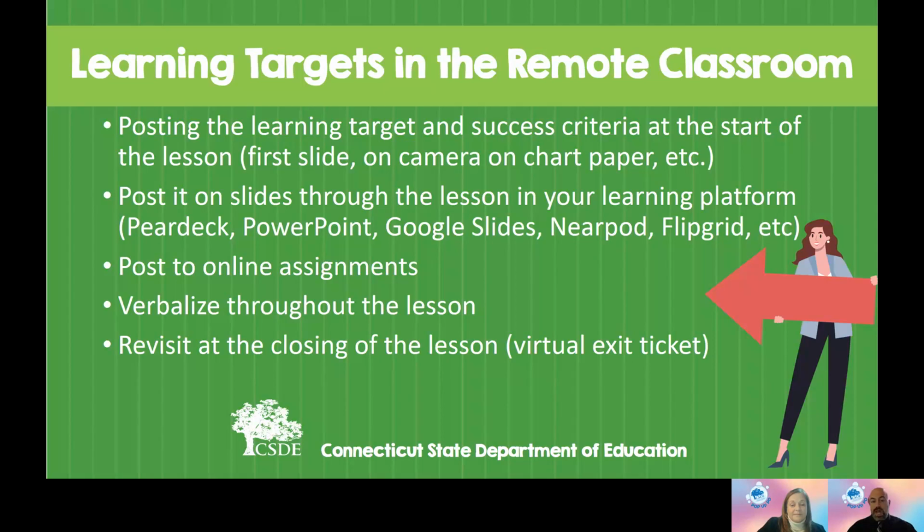You can post it to the online assignments right there at the top of the assignment so that the students can see it directly as they're working on their assignments and be reminded. You can verbalize it throughout the lesson and continuously come back to it every 2 or 3 slides or every couple minutes. And of course, revisit it at the closing of the lesson. And the best way to do that is possibly to use that as a virtual exit ticket so the students can show you that they've mastered the success criteria at the end of your lesson.